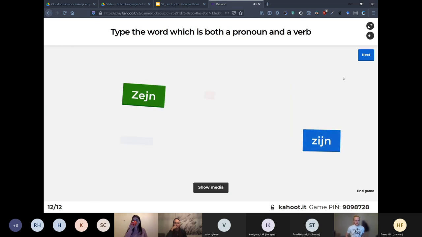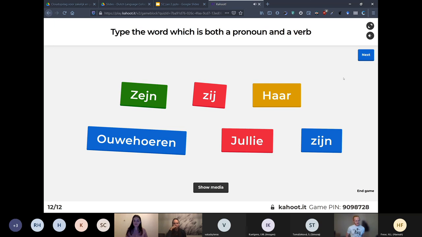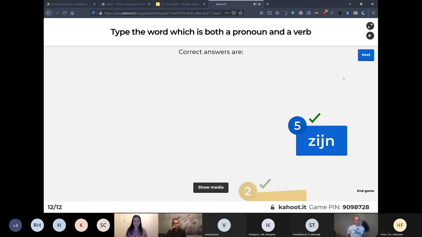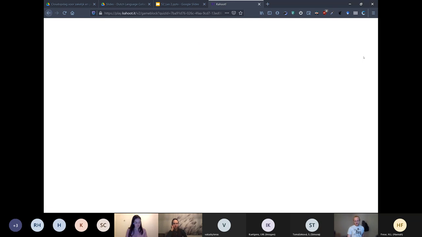Let's see. Ooh. Close. Someone put in hoer in. Very nice. But indeed, it is zijn, because it can mean to be, and also his. So good job, those who got it. Hun could be a pronoun, a verb, and a noun. And I saw somewhere it was like a pronoun and also a noun.